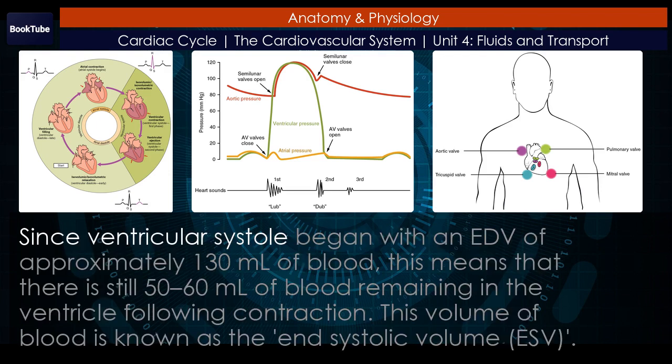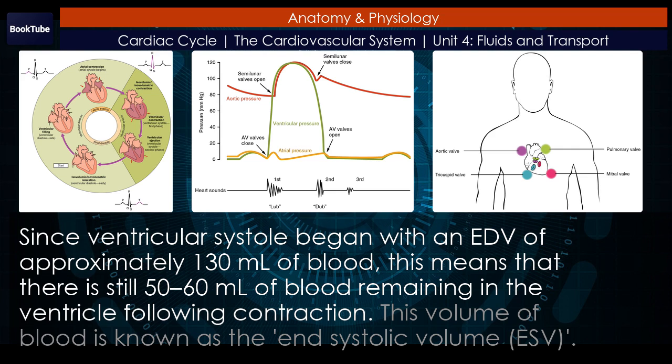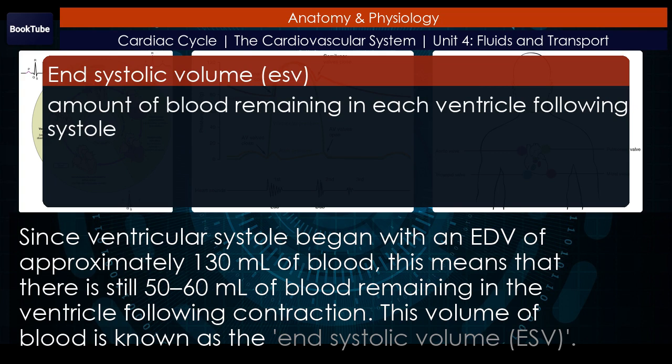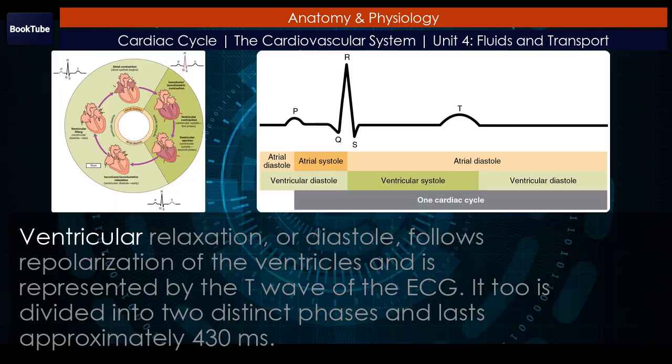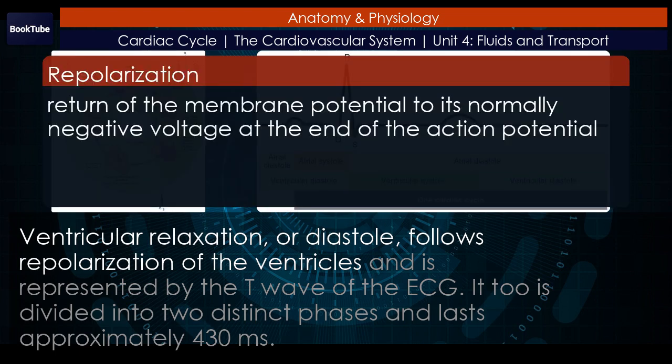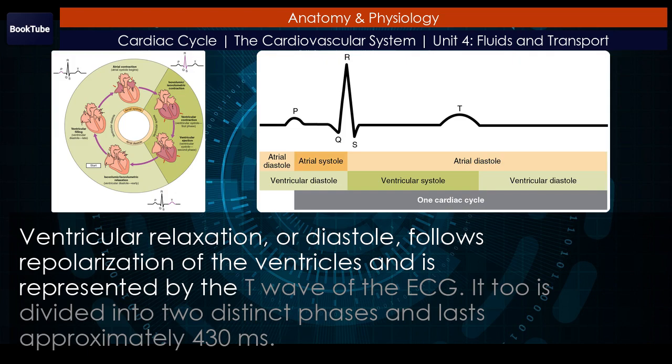Since ventricular systole began with an EDV of approximately 130 milliliters of blood, this means that there is still 50 to 60 milliliters of blood remaining in the ventricle following contraction. This volume of blood is known as the end systolic volume, ESV. Ventricular diastole. Ventricular relaxation, or diastole, follows repolarization of the ventricles and is represented by the T wave of the ECG.